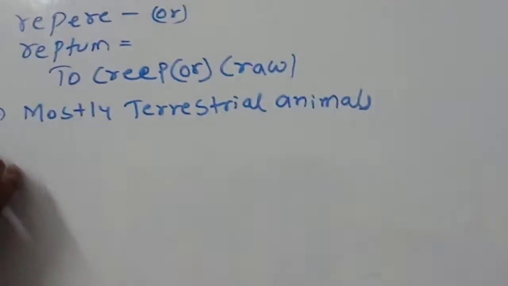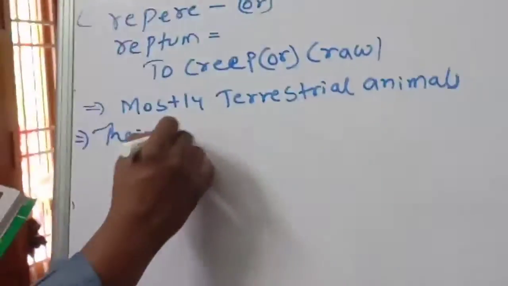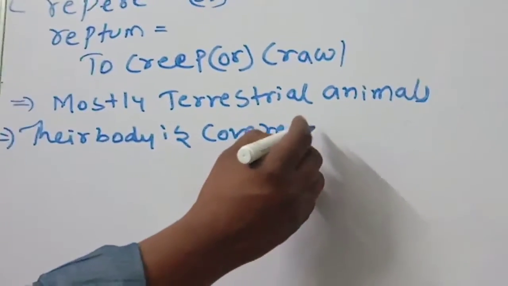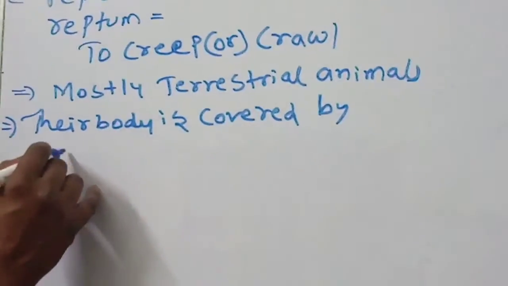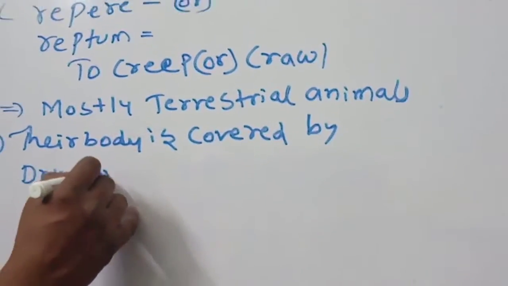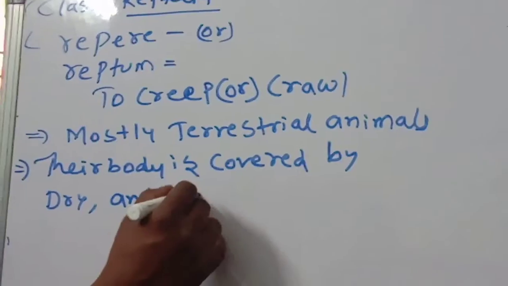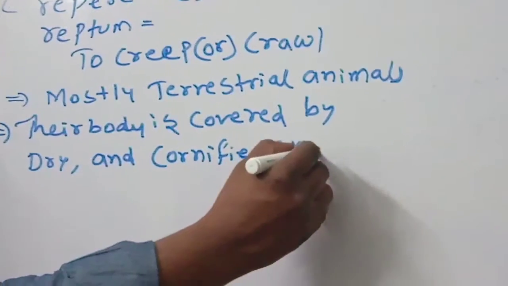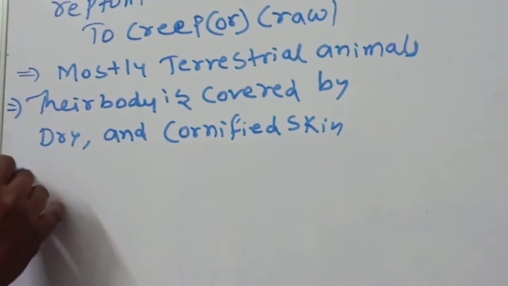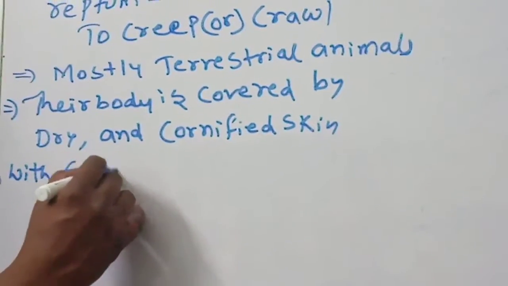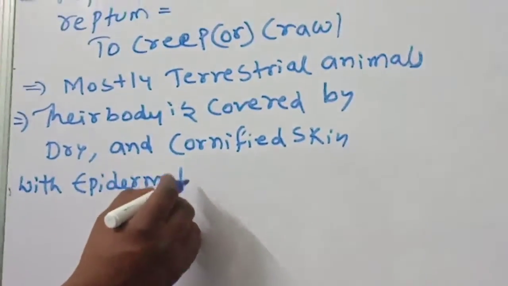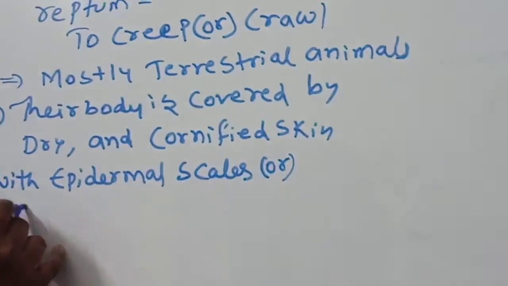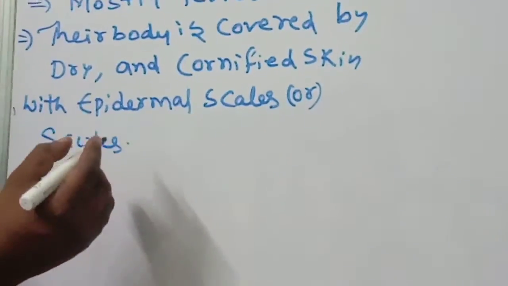Next, their body is covered by dry and cornified skin. Cornified skin with epidermal scales, or scutes. These points you should remember.